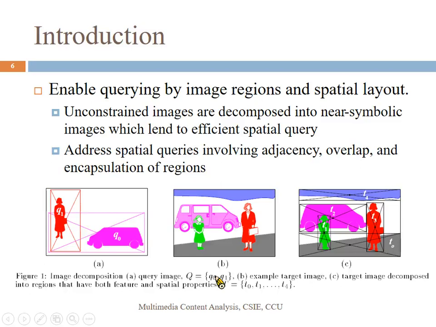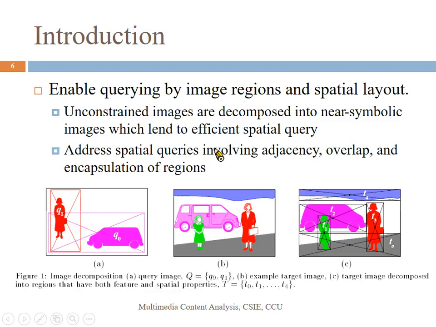Okay, so in this work, they tried to enable query by image regions and spatial layout. Basically, CBIR research emerged around 1994 or 1995. I still remember there was a pioneering CBIR system called QBIC, developed by IBM. At that time, we could give an image query by sending the whole image so that images similar to this query image could be retrieved.